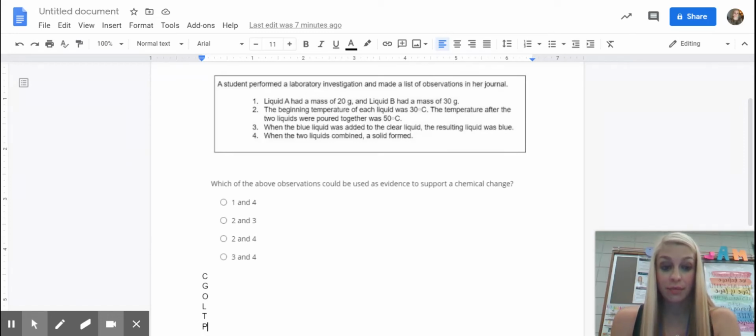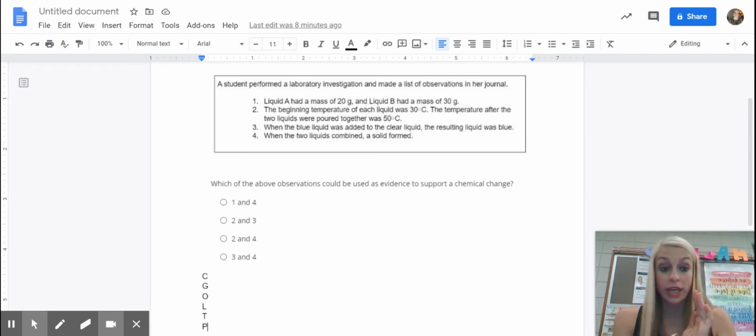All right, question number 2. It gives you a box. For some reason, whenever they box things around a question, that's important, so you know that information is important. It says a student performed a laboratory investigation and made a list of the observations in her journal. So I'm going to skip these observations for a second and find out what I need to know about them. Which of the above observations could be used as evidence to support a chemical change?